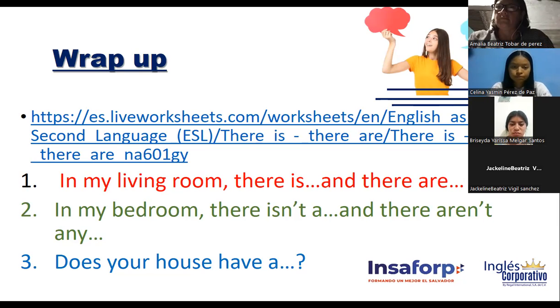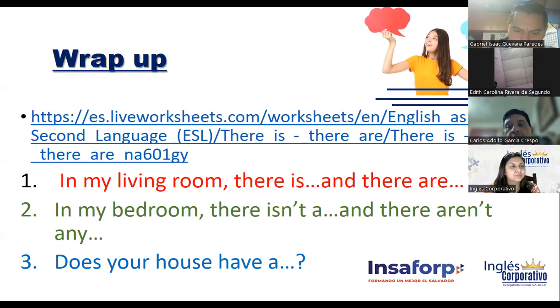Yes, in my house and in my living room, there is a smart TV. There are two sofa and three armchair. There is a shirt and a bookcase. In my bedroom, there is a bed. There are some pictures. There is a fan. There is a night table. And there are two chairs.